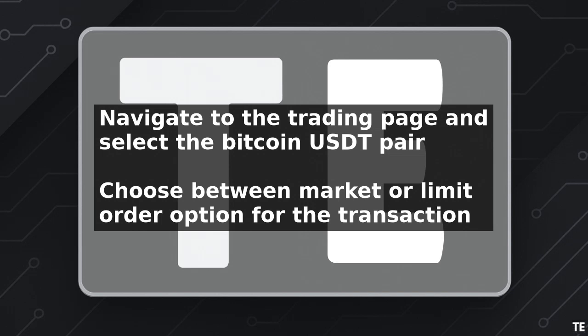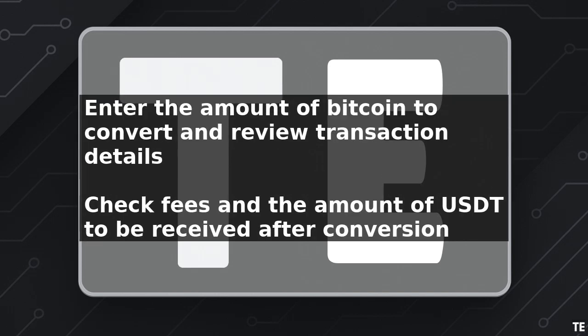Enter the amount of Bitcoin you want to convert to USDT and review the transaction details. Make sure to check the fees associated with the transaction and the amount of USDT you will receive. After verifying the transaction details, click on the Confirm button to complete the transaction. The converted USDT will be credited to your OKX account immediately.